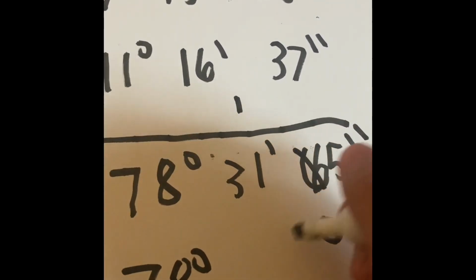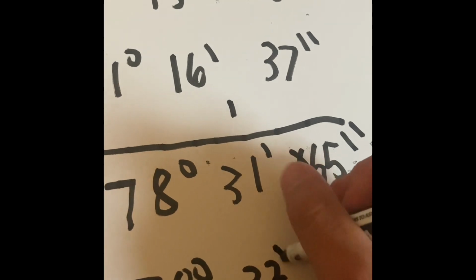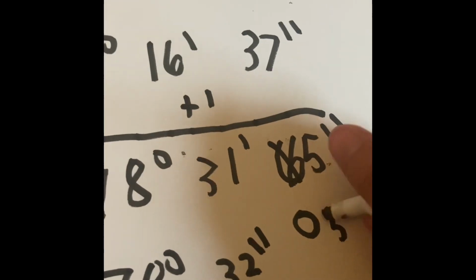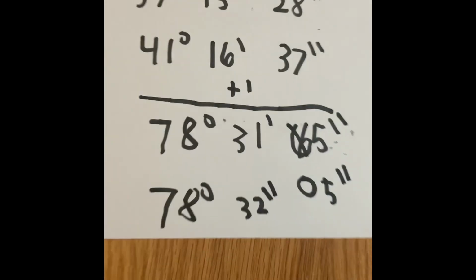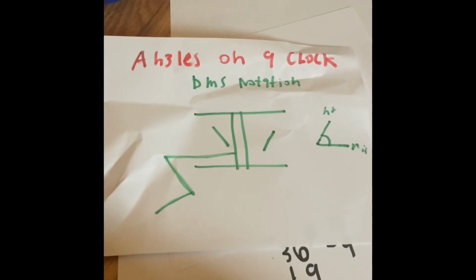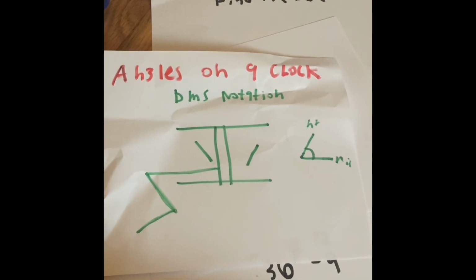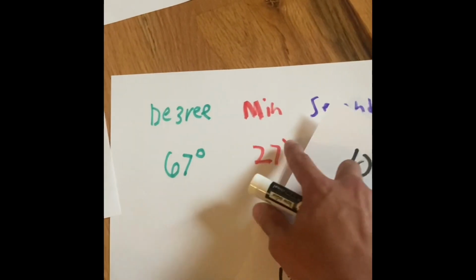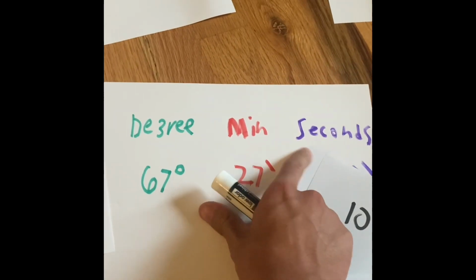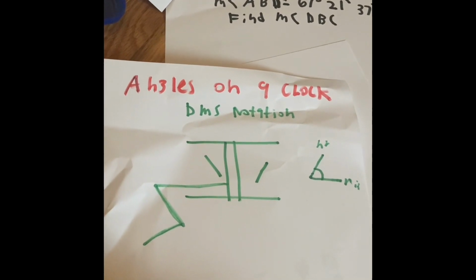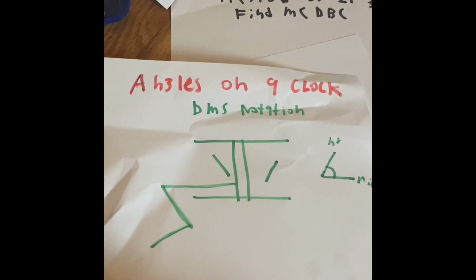78 degrees, 32 minutes, because we added that plus 1, and 5 seconds. That is how we can add them too. And that is also how we can understand the angles on a clock. This can also be known as DMS notation, because it studies degrees as D, minutes as M, and seconds as S. DMS notation. I hope this video has helped you understand the angles on a clock.